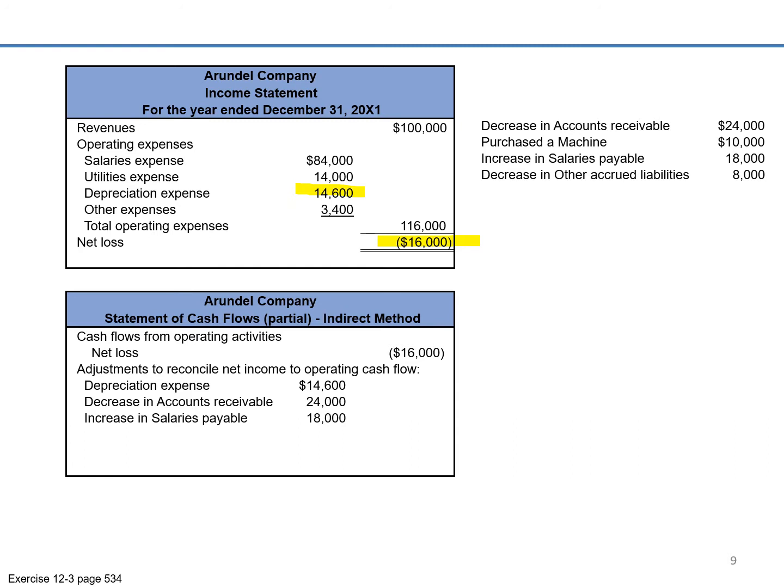And then a decrease in other accrued liabilities. If our other liabilities are decreasing, that must mean that we're paying them, because that's the only way they decrease, right? So that's a reduction in cash. So we have net cash provided by operating activities. Sum all those up, $32,600.